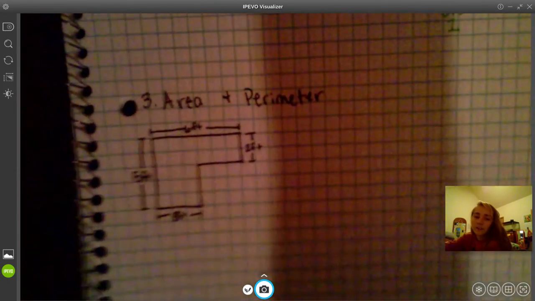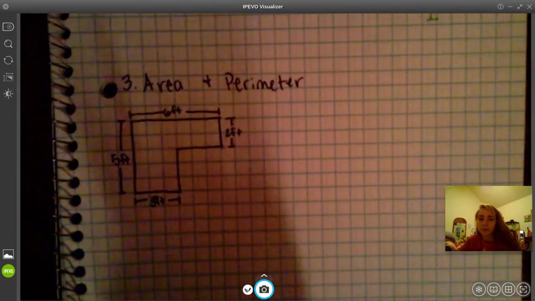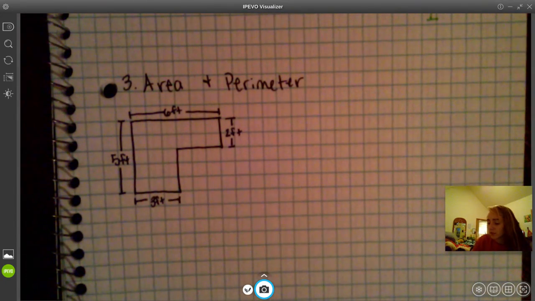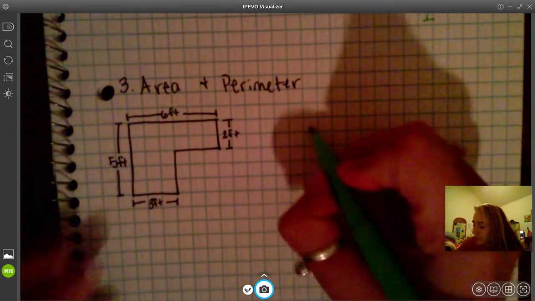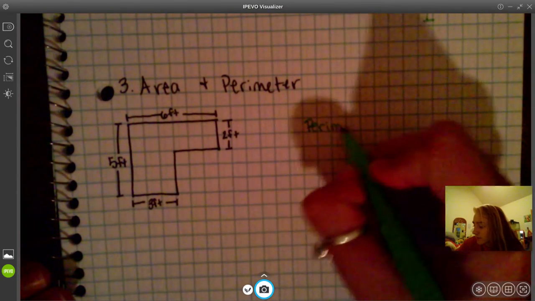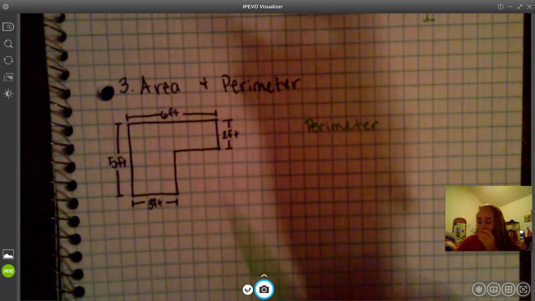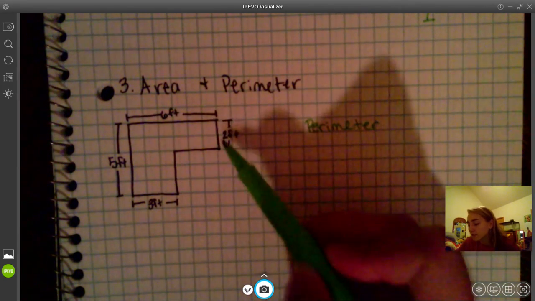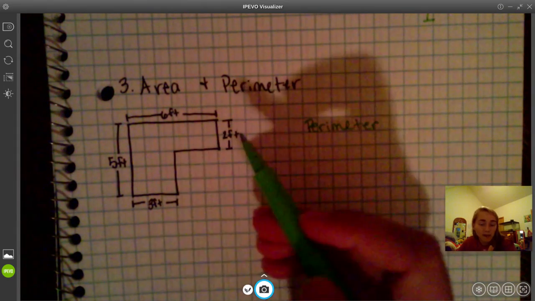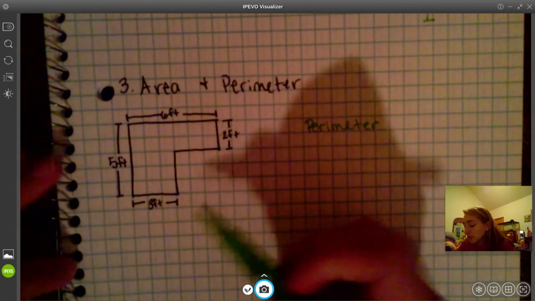Okay. And this next part is the area and perimeter of this composite shape. What I'm going to do is look at perimeter first. In order to find the perimeter, I need to figure out what all my missing side lengths are. So here I've got 5, I've got 6, I've got 2, and I have 2 side lengths that I don't have the actual length for. But I can figure it out.